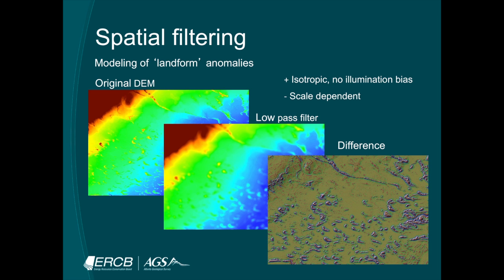Another technique that we use is a spatial filtering method, which is just smoothing the DEM and then subtracting the original topography from that to highlight landforms of a certain scale. That also can form a quantitative metric, which can be used in some analysis that I move on to.